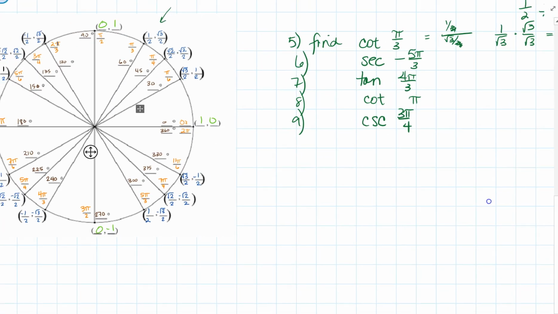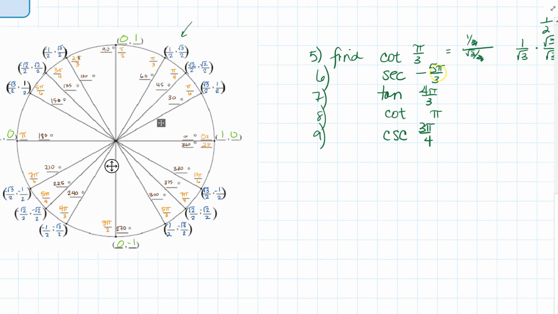For the secant of -5 pi over 3, if it was positive 5 pi over 3, it would be right here, this -60, right? It'd be the 60 degrees. So just think, to go the other way is going to bring you right here at pi over 3. So the secant is going to be the reciprocal of the cosine. So it is going to be 2.